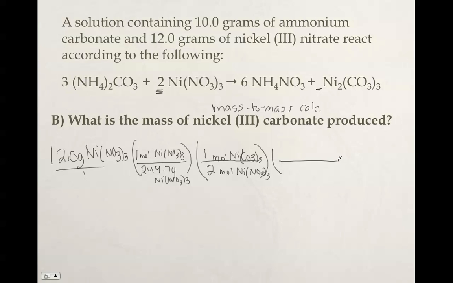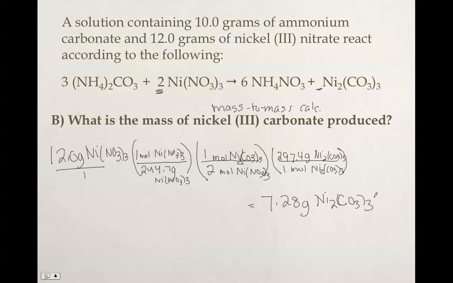The last step is going to be to convert from 1 mole of the nickel carbonate to grams of nickel carbonate, which is 297.4 grams of the nickel carbonate. Oops, sorry, I'm forgetting the 2 here. Alright, if we calculate that, we know that with the 12.0 grams of nickel nitrate being our limiting factor, we can only produce 7.28 grams of the nickel(III) carbonate.